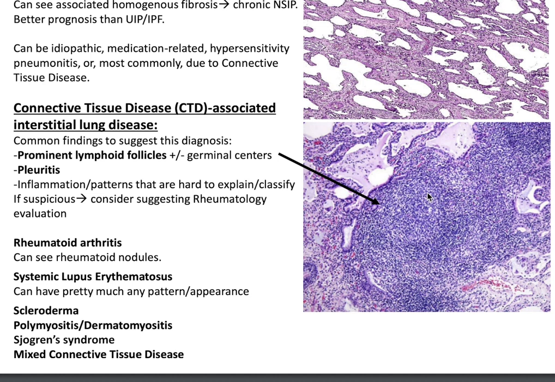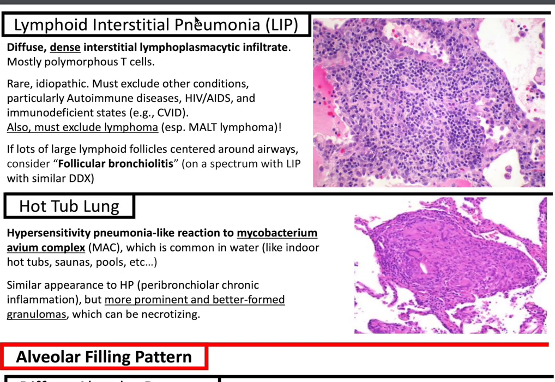You can have scleroderma, polymyositis, dermatomyositis, Sjogren's syndrome, and mixed connective tissue disease. Lymphoid interstitial pneumonia, LIP. Histologically, you'll see diffuse, dense interstitial lymphoplasmacytic infiltrate, as we can see on our right. It's mostly polymorphous T cells, it's rare, idiopathic, and thus you must exclude other conditions, particularly autoimmune diseases, HIV/AIDS, and immunodeficient states like CVID. Also, you must exclude lymphomas, especially MALT lymphoma.